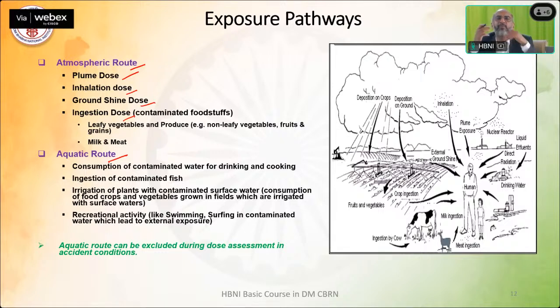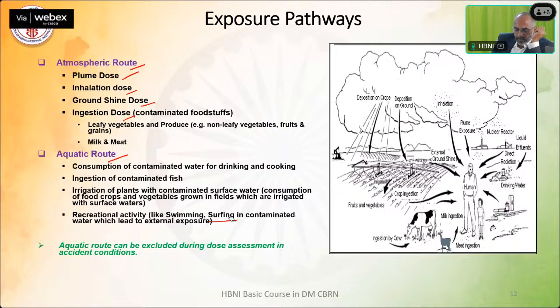This is to comprehensively estimate how much dose the individual will actually receive, or may receive, in an emergency condition. So you need to understand these pathways, and then you calculate. And in the aquatic route, there is consumption of contaminated water for drinking and cooking, ingestion of contaminated fish, irrigation of plants with contaminated surface water, and recreational activity like swimming and surfing in contaminated water. Surfing is, if at all, if anybody is venturing into contaminated seas. And then water which leads to external exposures.